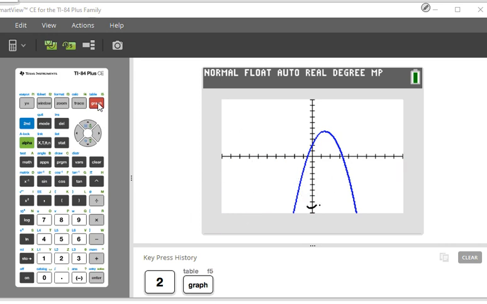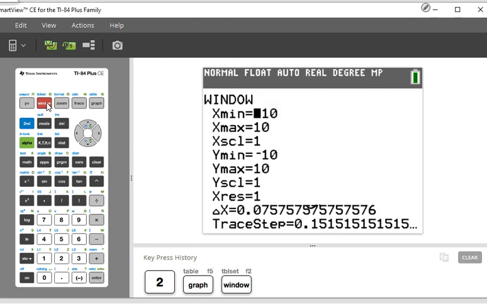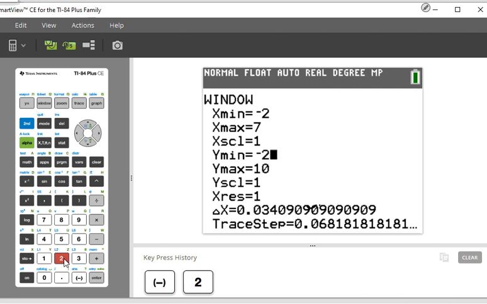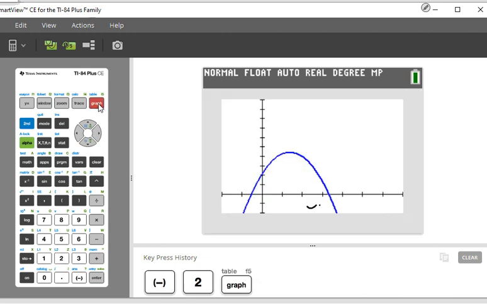So I'm going to go to Window, change my settings. My x min can be smaller, -2. My x max doesn't have to be quite as big, 7. My y min, we talked about bringing up, -2, and I'll leave the y max. If I graph that, well, I could technically have brought it down a bit, but I've got all the information I need.